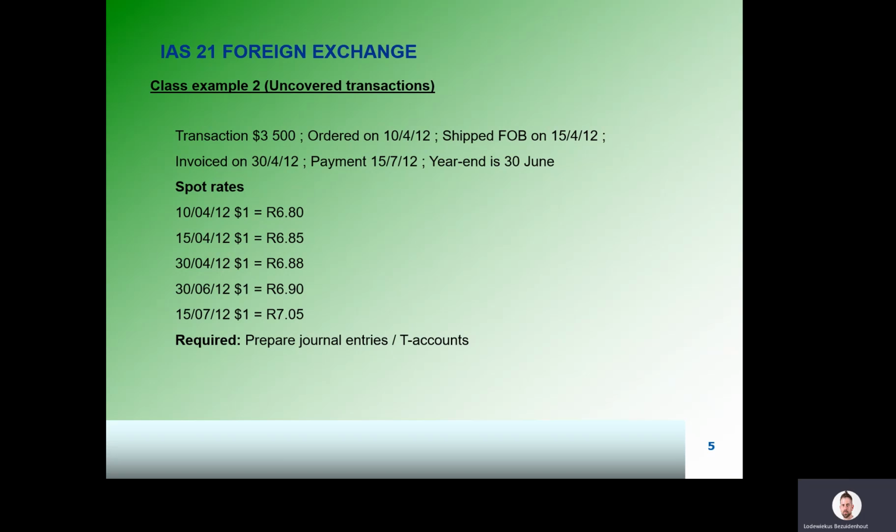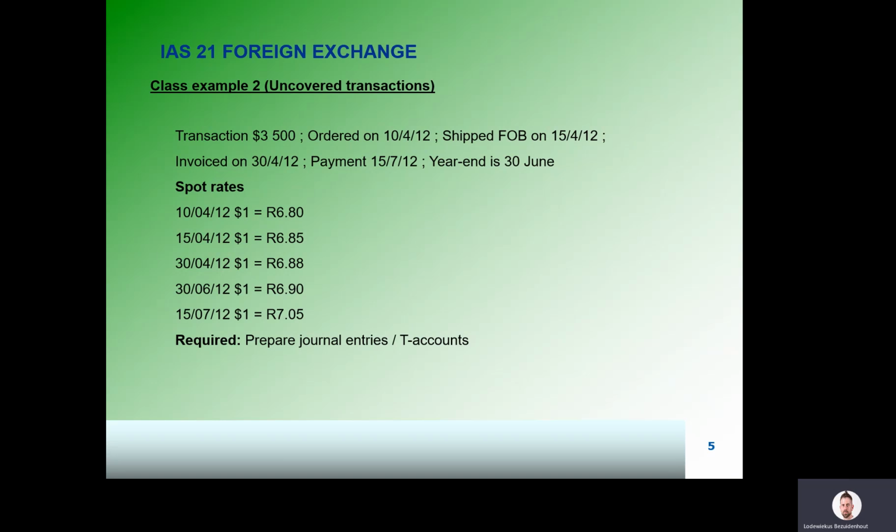The payment is only after year end. So that means we didn't pay anything before year end. So on year end, we still owe everything. So we must restate the $3,500 that we still owe at the spot rate on year end date. So the year end spot rate is 690. So we will restate $3,500 at the year end spot rate.